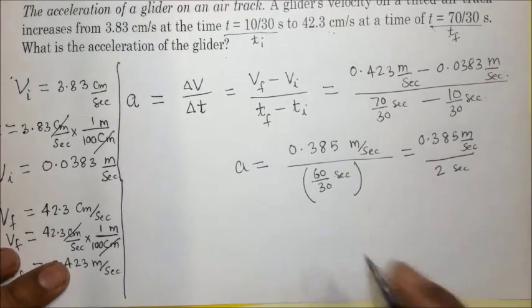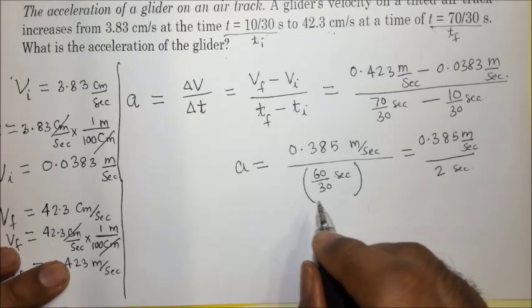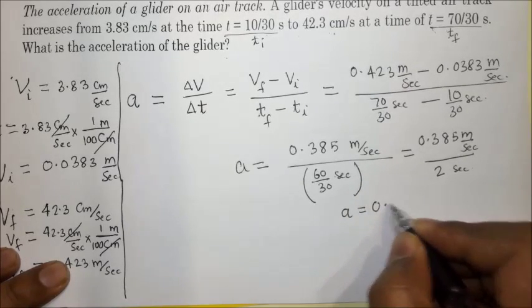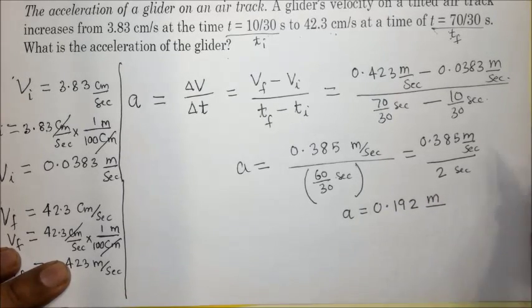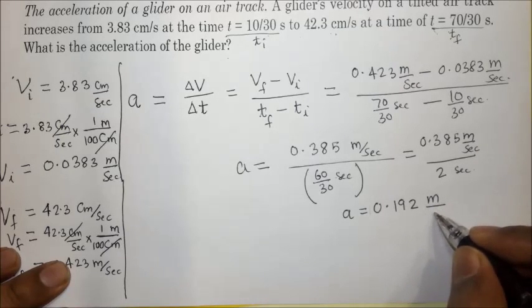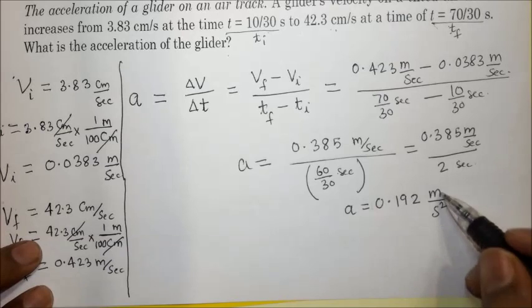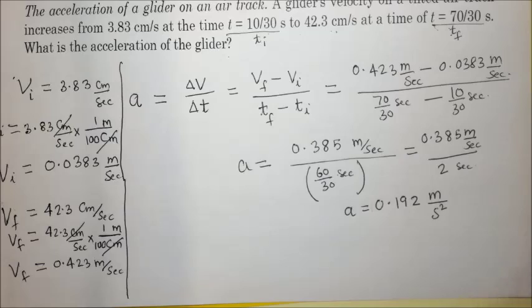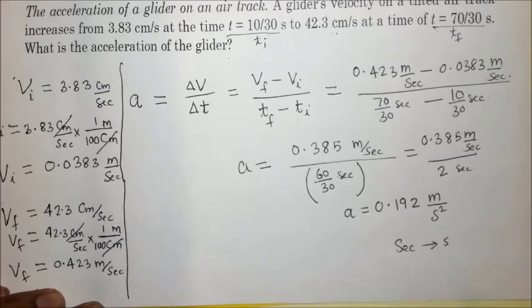So what happens here? If you solve it, A will give you 0.192 meter per second over second. This will become meter per second square. Alright, this is meter per second square. Second is written as S for second.